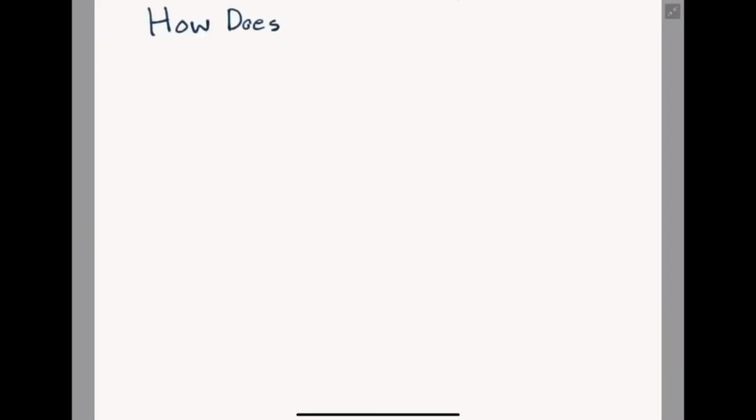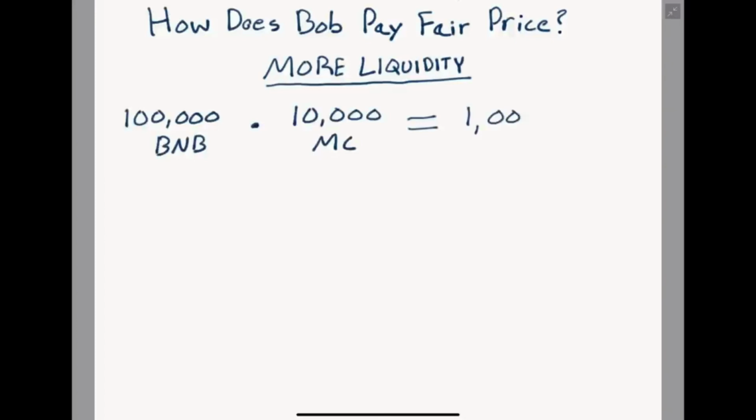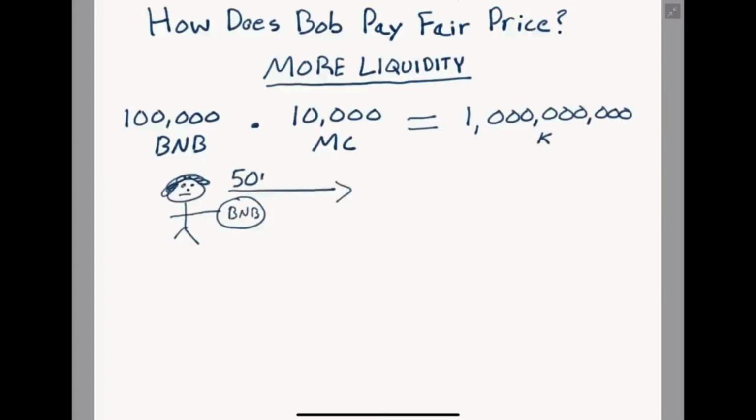But this is not sounding like a promising system. How does Bob pay a fair price for his Marks coin? By having more BNB in the liquidity pool to start. If we instead had put 100,000 BNB into the pool, we would have a K value of 1 billion. Now if Bob wants to spend 50 BNB for Marks coin, he will get the correct amount of Marks coin back at a fair price, because his addition of 50 BNB hardly affects the 100,000 BNB that are in the pool, and thus does not drastically inflate the ratio of Marks coin to BNB.